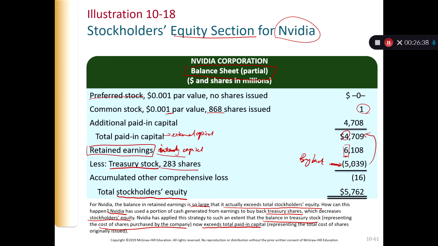So majorly, this company is not owned by the outstanding shareholders anymore, right? Externally, they only own $4,000 of shares, but NVIDIA is actually holding its own company's stock for $5,000, representing the total cost of shares originally issued. So basically, this company uses a buyback strategy, reshifting the equity structure from external funding to internal funding, right? And that means the control rights of this company are actually reducing because of the large treasury stock.